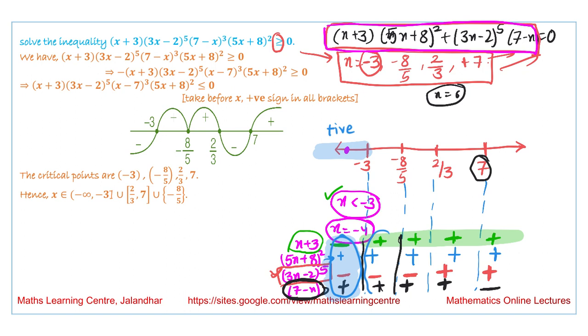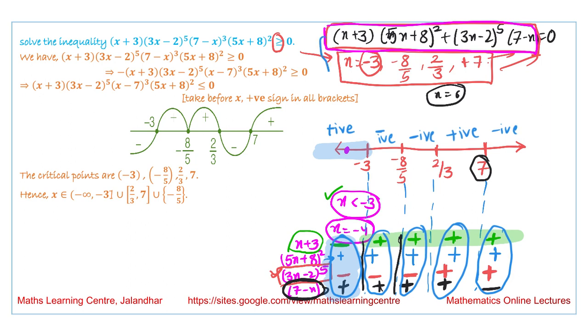For this region, there are plus, plus, minus and minus. In this region, the final sign we have is negative. For this region, the final sign we have is negative. For this region, the final sign we have is positive, and for this region, the final sign we have is negative. I am talking about the final sign of this term, this expression.